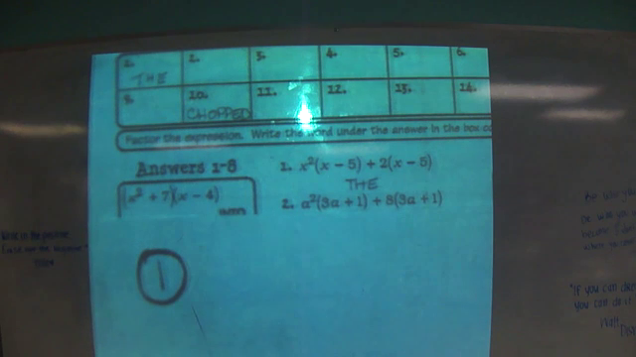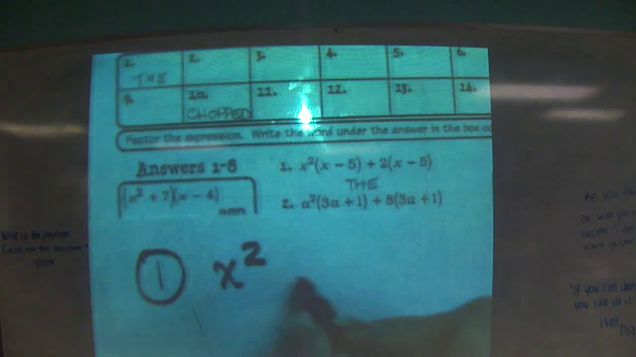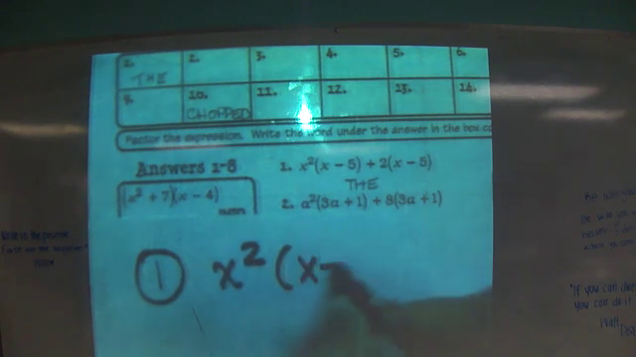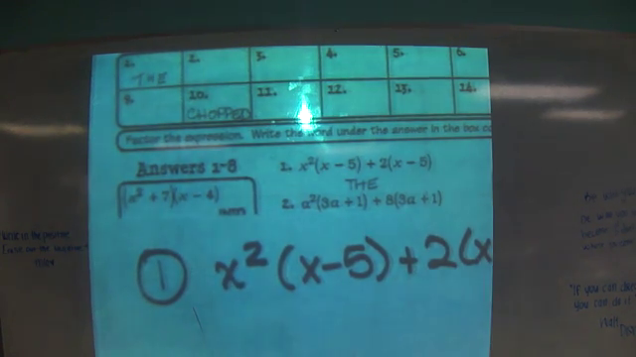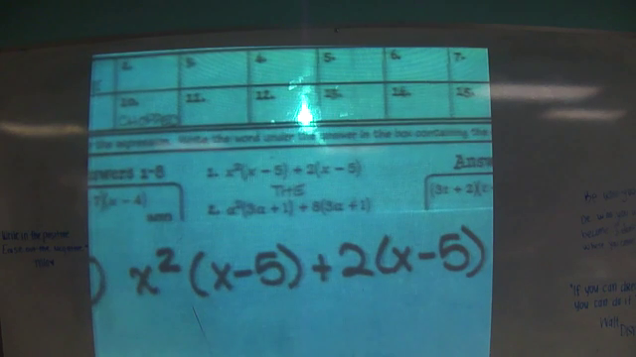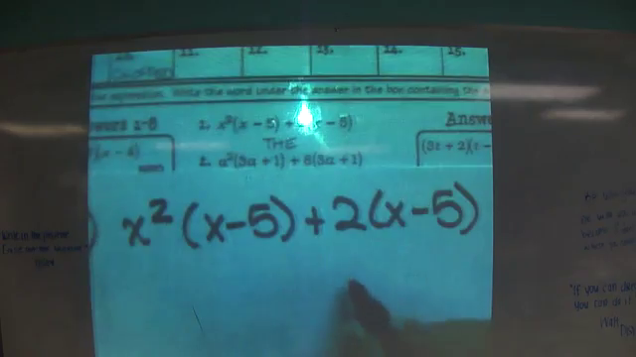So if you look at number 1, we have x squared times quantity x minus 5 plus 2 times the quantity x minus 5. Do you see a like term? Do they share a factor? Yeah, what is it? x minus 5.